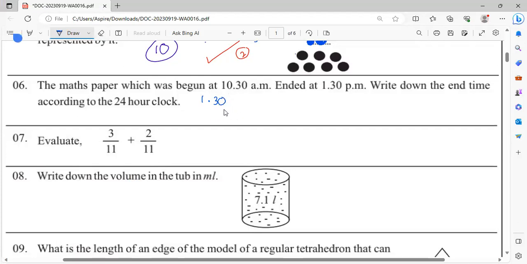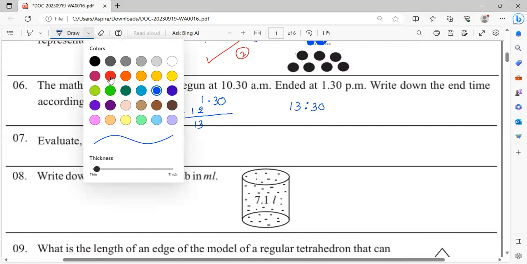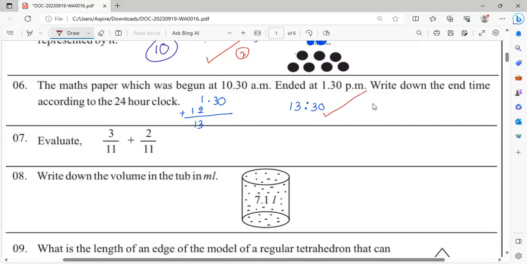It is 1:30. Then we have to add 12 to the hours. Then it is 13. Then we have to write it. Hours and minutes are separated by a colon. Okay. So it is 13 and 30. Okay. Then you are given 2 marks.